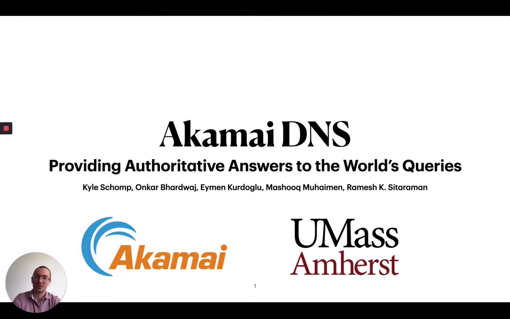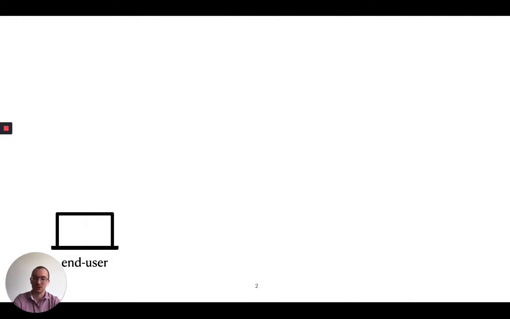Akamai DNS is an authoritative DNS infrastructure. To illustrate what that is, I'm going to use the example of you or I as an end user trying to fetch some web page on our laptop. So we type in a URL, right? And the first thing our browser is going to do is try to resolve the host name of that URL to an IP address.